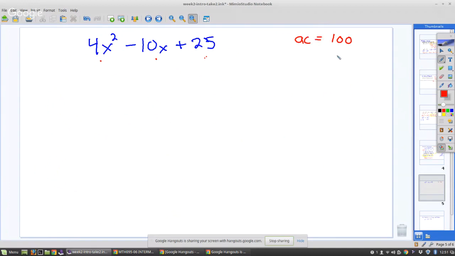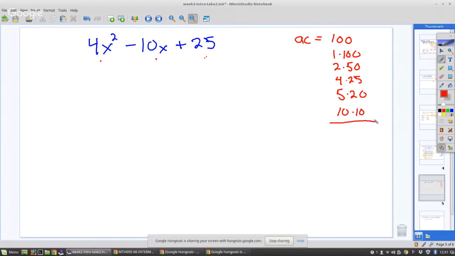Factor 100 as pairs in as many ways as possible. So 1 times 100, 2 goes in there 50 times. Let's see, 3 doesn't go in. 4 goes in 25 times. 5 goes in 20 times. 6 doesn't go in since 3 didn't. 7 does not go in if you check on a calculator or do division. 8 does not go in. 9 does not go in. 10 does, 10 times. And now I have a repeat, so I'm done.